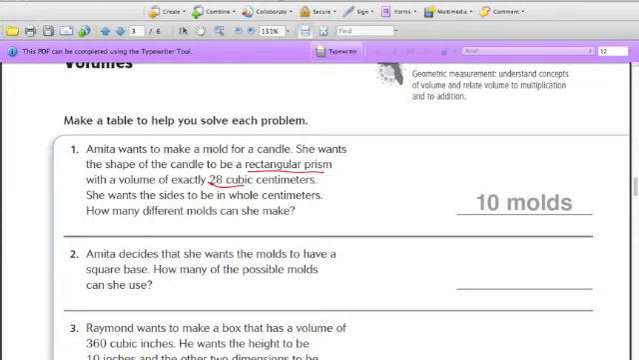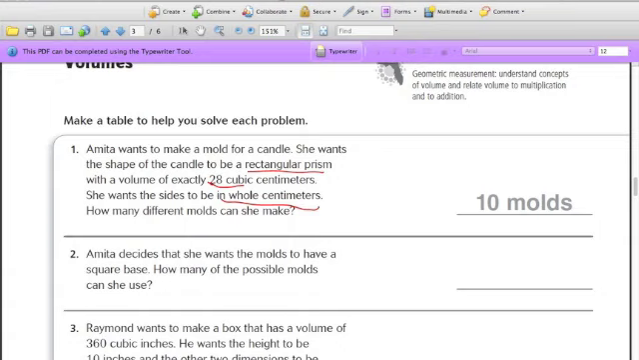And I also know that the sides have to be whole numbers. So the question is, how many different molds can she make? How many different ways can that shoebox look differently? I use shoebox so you get the idea of that three-dimensional shape. But it could be long and skinny, it could be tall and skinny, short and fat, as long as the volume equals 28 cubic centimeters.